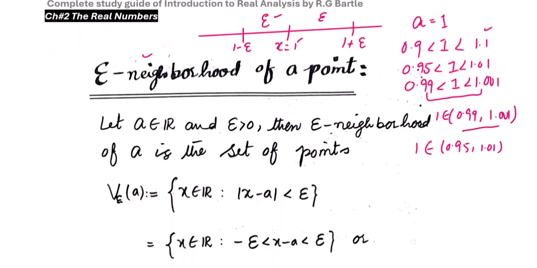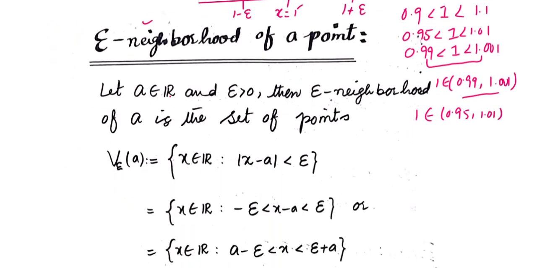So how can we define this properly? Let a be any real number and epsilon a positive real number. Then the epsilon neighborhood of a is the set of all points. The epsilon neighborhood of a point is always a set, and it is denoted in this book by the notation V epsilon of a. And this set is equal to the set of all real numbers x whose absolute difference from a is less than epsilon.